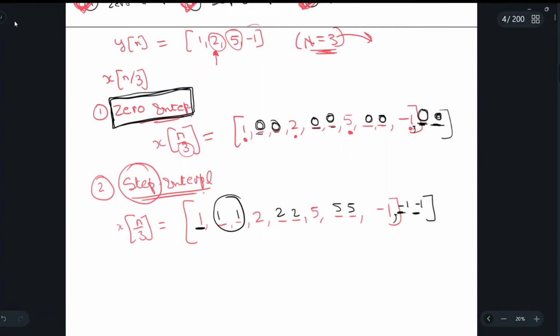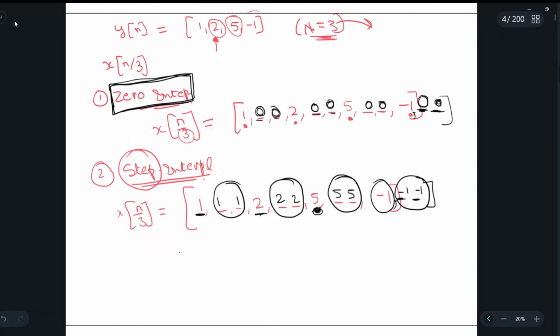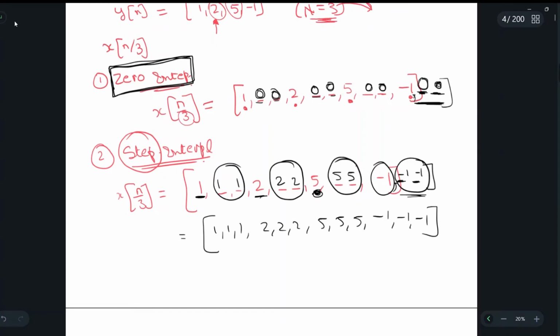We have put 2 2 over here because we had 2 on the left, and similarly we have put 5 5 because of 5 over here, and we have put minus 1 because of minus 1 over here. So our final answer will be 1 comma 1 comma 1, 2 comma 2 comma 2, 5 comma 5 comma 5, minus 1 minus 1 minus 1. So this is simply our answer, and do not forget to write on the right hand side of 1 also, because I forgot earlier, my bad. And so this is our final answer for step interpolation.